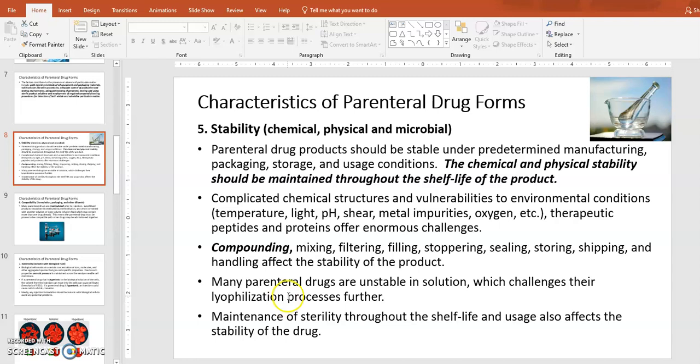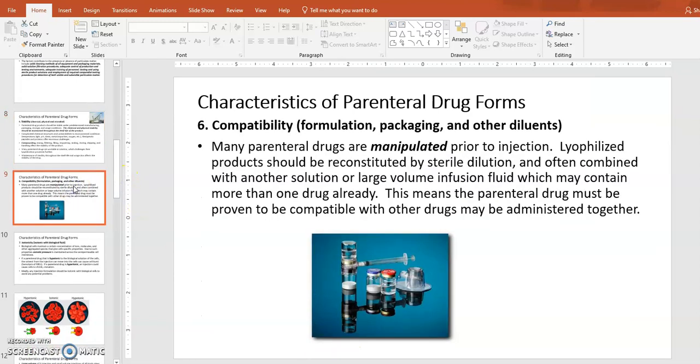If you remove water molecules from your drug, it may be stable for a much longer period of time. And the maintenance of sterility throughout the shelf life and usage also affects the stability of the drug. You have to keep them sterile for a long time. And then compatibility of your drug. When you formulate your drug, when your drug is mixed with excipients, do those added substances cause any instability? That's the stability we're talking about.